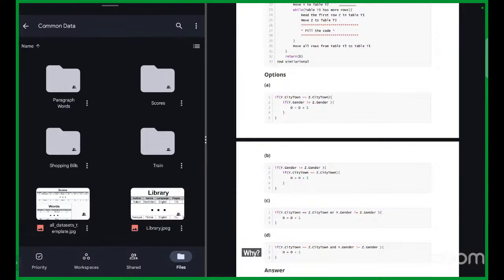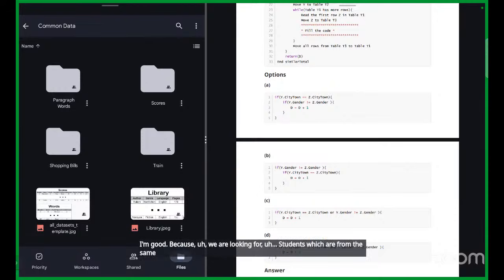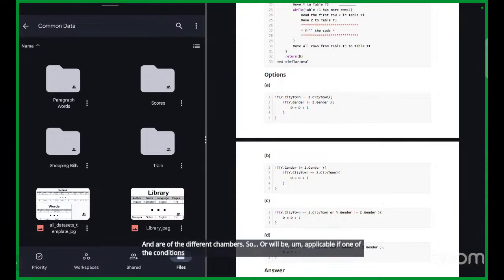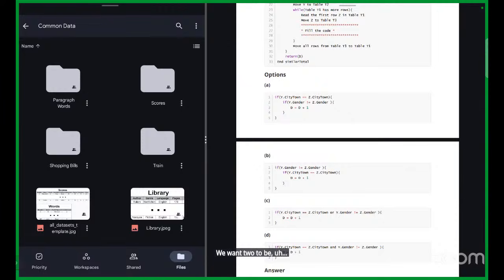Because we are looking for students who are either from the same city or of a different gender. So "or" will be applicable if one of the conditions is available. We want both conditions to be taken, so the "and" condition will be considered and not "or".